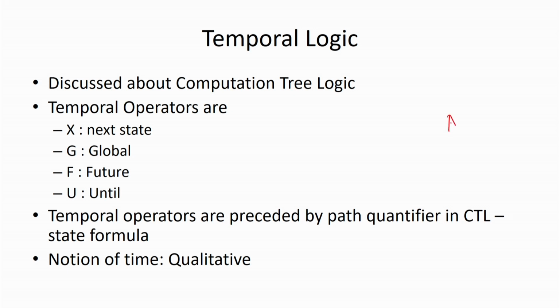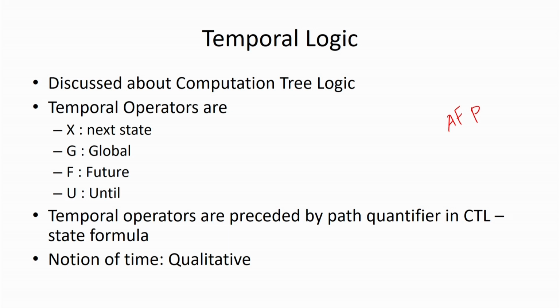AFP, whether in all paths in future P holds. That means we are going to look for all the transitions from a particular state in such a way that somewhere in future, or eventually, we are going to get a state where P is true. So, this is qualitative in nature. We are saying that in future we have to get it.